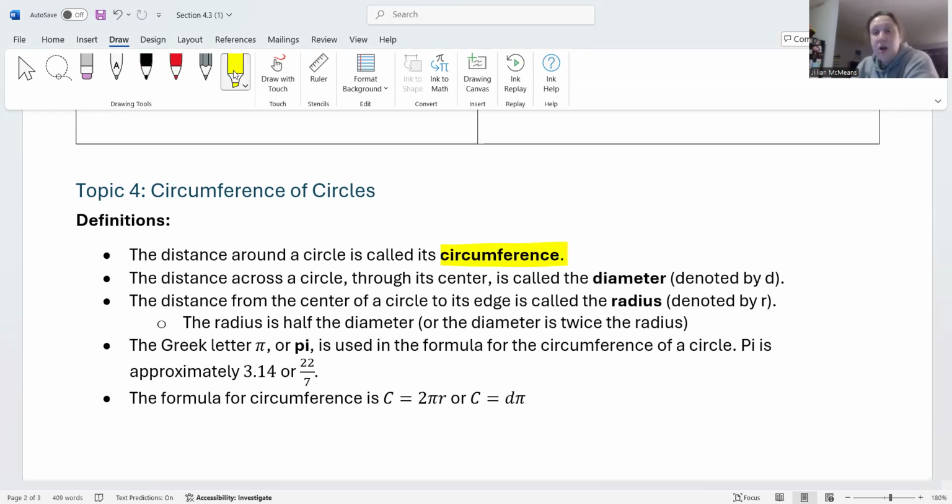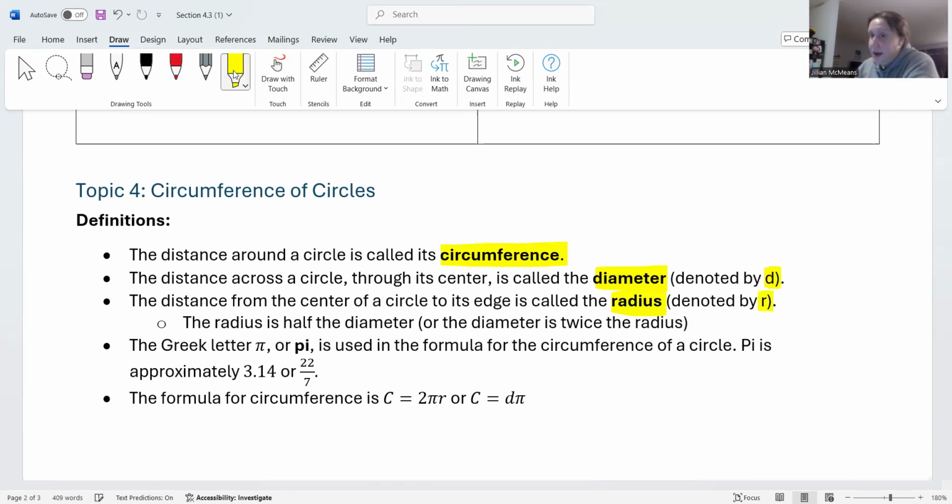Now, if we're going to talk about the distance through the center, we need to understand something called diameter. Okay? So the distance across the circle through its center, so like the widest point of the circle, if we go all the way through that, that's called the diameter, and it is denoted generally with just a lowercase d. Okay? Now, another really common thing we talk about with circles is something called the radius. Okay? Now, the distance from the center to the edge is the radius, okay?